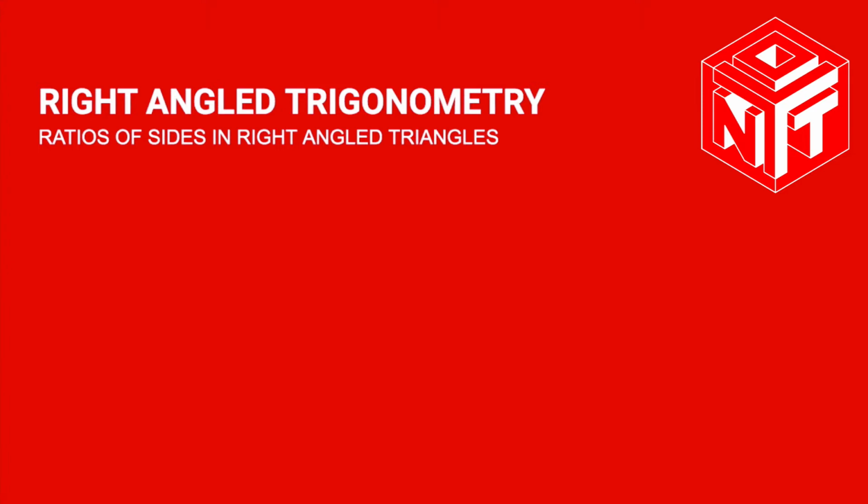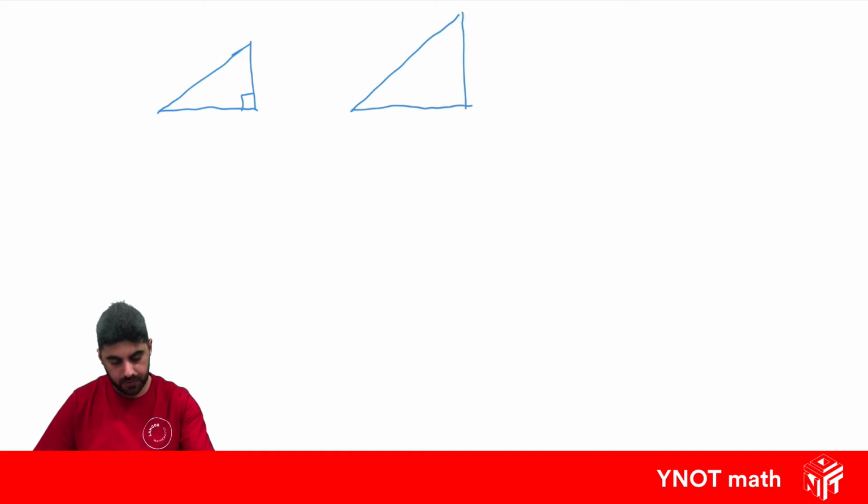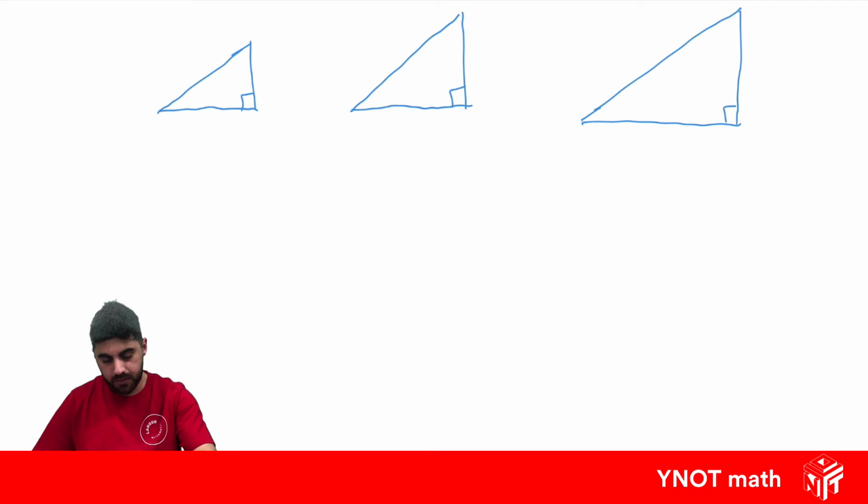Ratio of sides in right-angled triangles. So here we're going to investigate some right-angled triangles. We're going to draw some up of different sizes. We're going to let all the angles be the same, so 30 and 60, 30 and 60, 30 and 60.